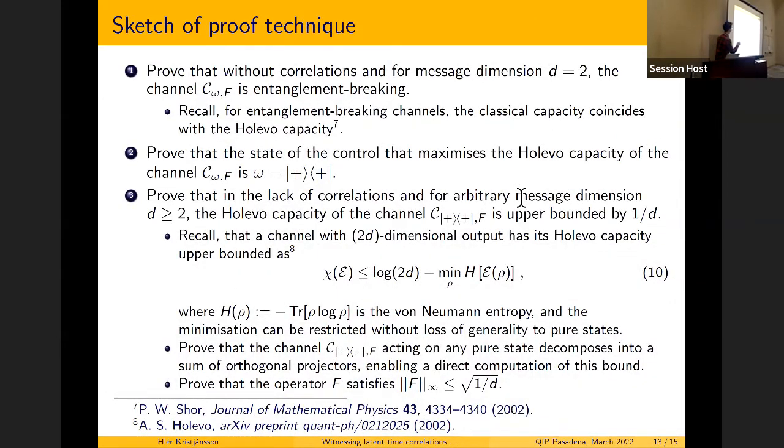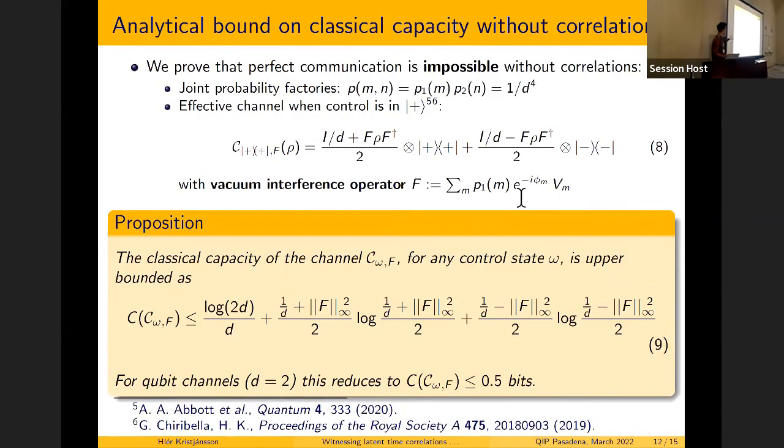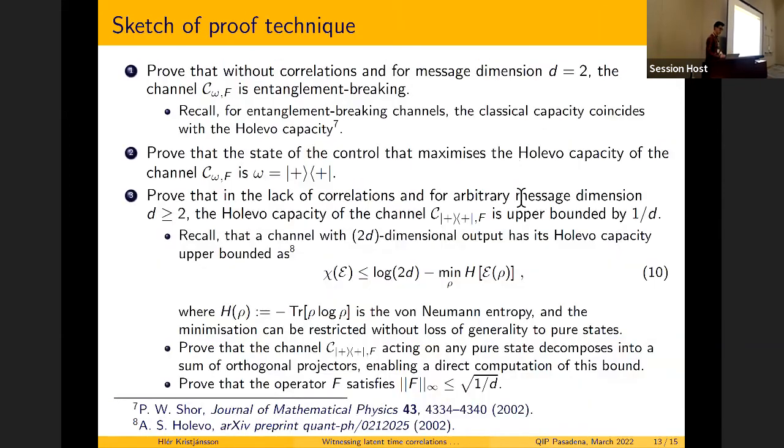So a quick sketch of the proof. I don't have time to go into the details. The way we prove this is, if you look at equation 8, this is the equation for a superposition of times of independent, completely depolarizing channels. Well, first we just prove that this channel is entanglement breaking. And we recall that for entanglement breaking channels, the classical capacity coincides with the Holevo capacity. We then prove that the control state plus maximizes the Holevo capacity of this channel.